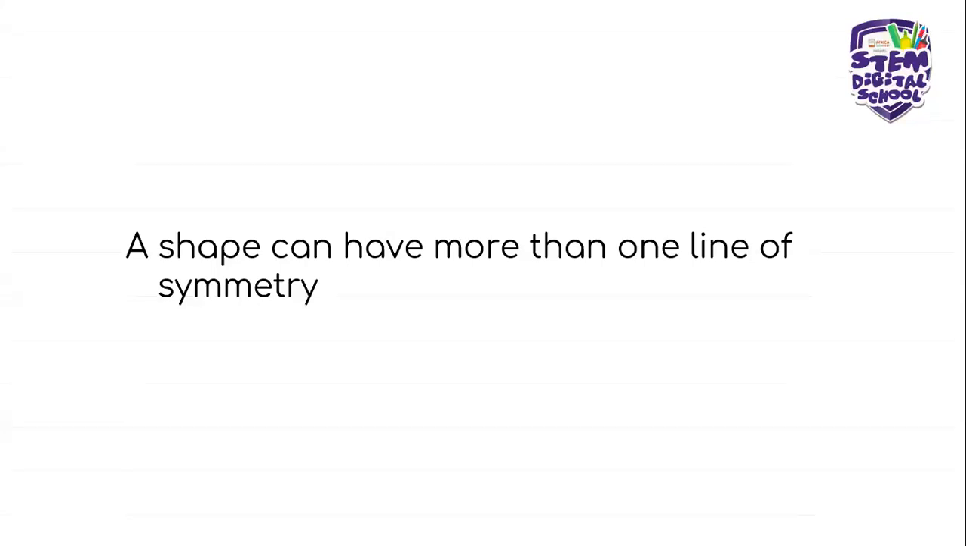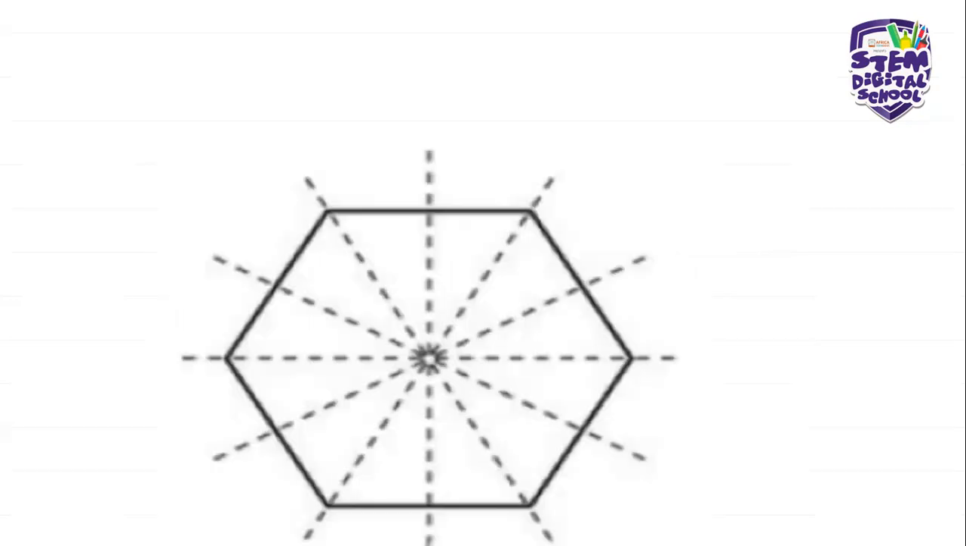We've also said that a shape can have more than one line of symmetry, and we have given you the example. A shape can have more than one line of symmetry, meaning that a shape can be divided into a wide range of halves, like this shape here, the hexagon. You can subdivide your shape into two in many different ways.